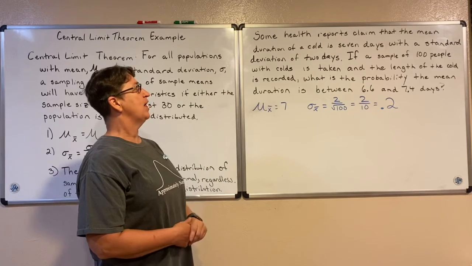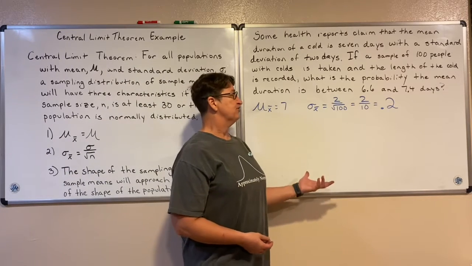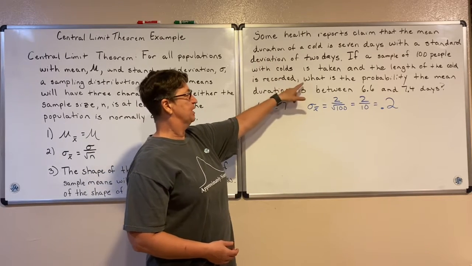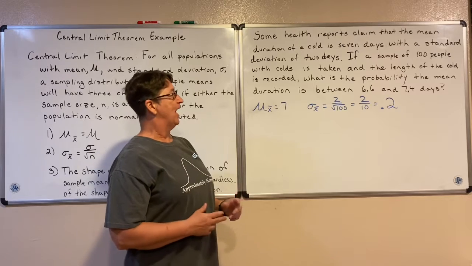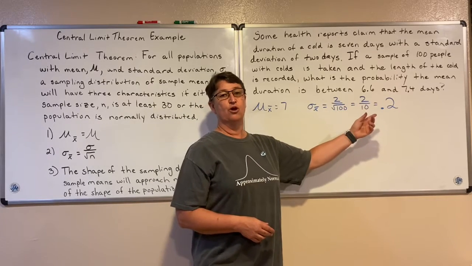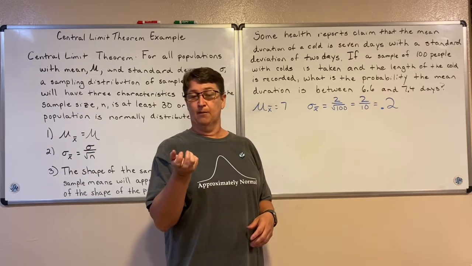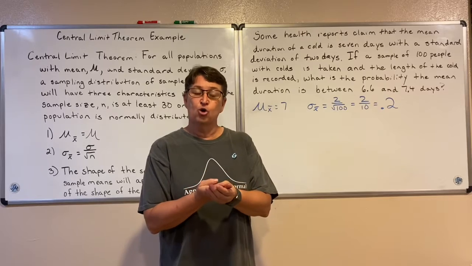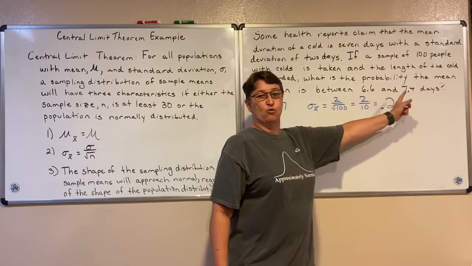The same problem: some health reports claim that the mean duration of the cold is 7 days with a standard deviation of 2 days. If a sample of 100 people with colds is taken and the length of the cold is recorded, so we've got the same setup, but here at the end our question has changed. What's the probability the mean duration of that sample of 100 people, that mean, is between 6 6/10 and 7 4/10 days? So in other words, we've gone out and we've collected the duration of a cold from 100 different people, and we find a mean from that. And we want to know what is the probability that that mean is between 6 6/10 and 7 4/10 days.